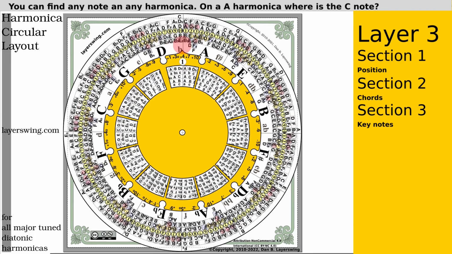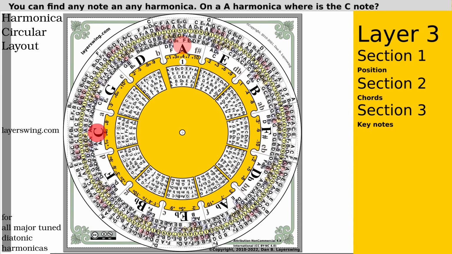Example, on the A harmonica, the C note will be on these holes: 1 overblow, 4 overblow, 8 blow bend.